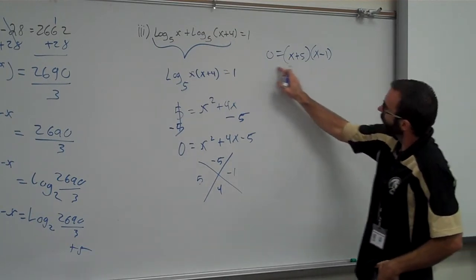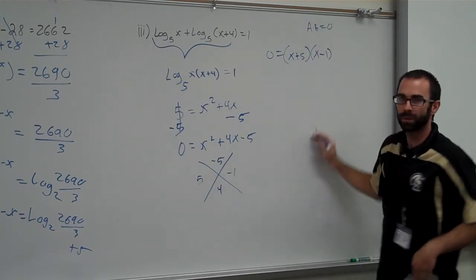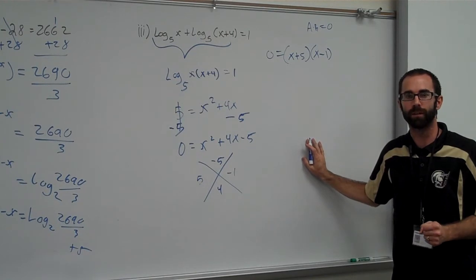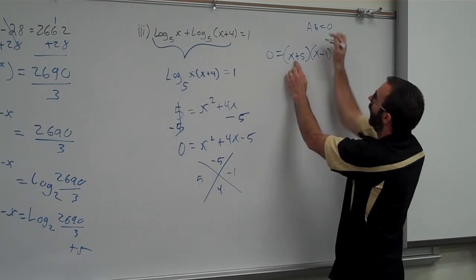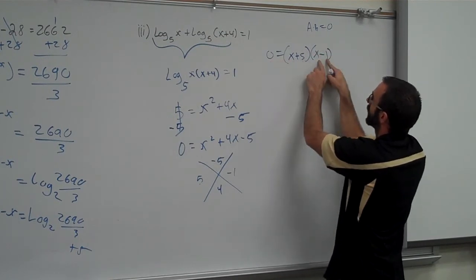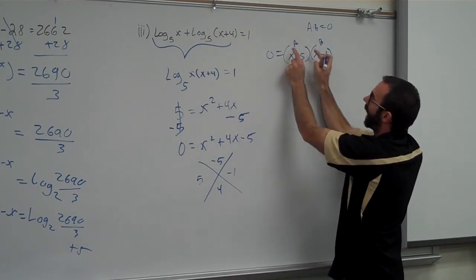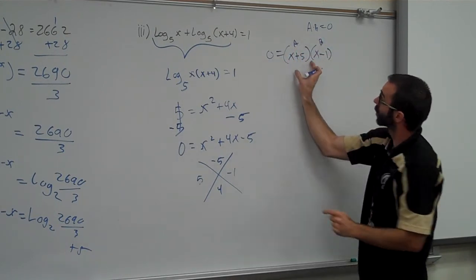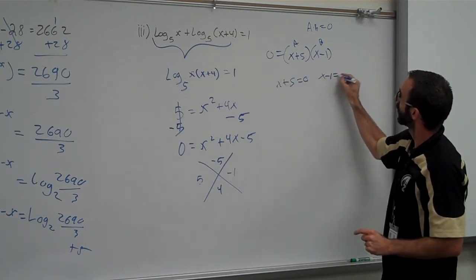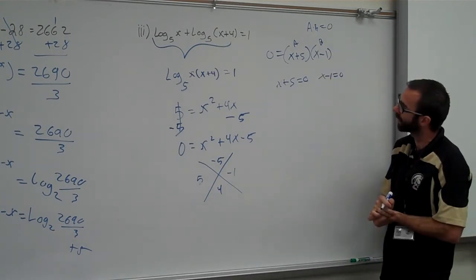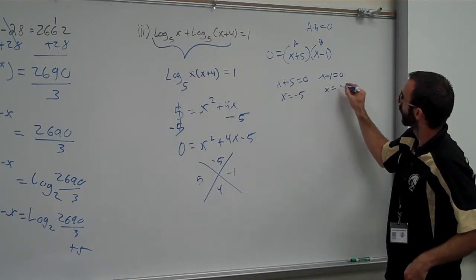And if I said a times b equals 0, what's your conclusion about either a or b? One has to be 0, right? So that's the reason why I'm going to set this equal to 0 and set this, because you can think of this as our a and then think of this as our b. Either this whole thing is 0 or this whole thing is 0. So we set x plus 5 equals 0 and x minus 1 equals 0. Because one of them is going to have to be 0 right there. So if we solve for x, x equals -5, and x equals 1.